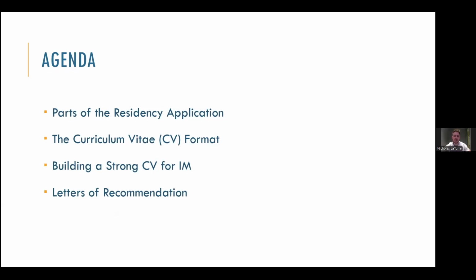So we think of preparing a strong CV as ultimately preparing what you are going to put on your residency application, and then building a strong CV for internal medicine specifically. That means giving some thought to what experiences we might typically see for a strong internal medicine applicant, and for letters of recommendation, what to consider going into your clinical years.